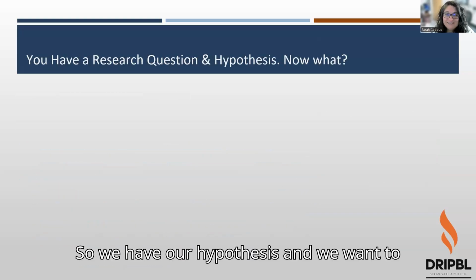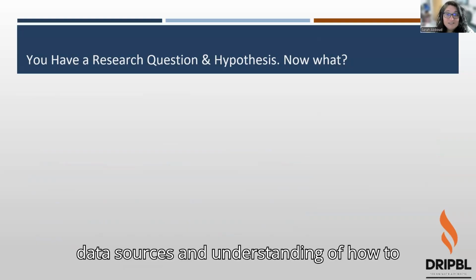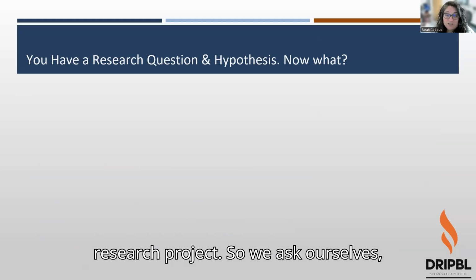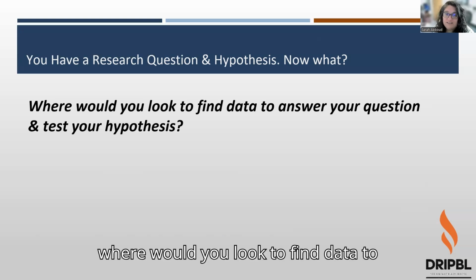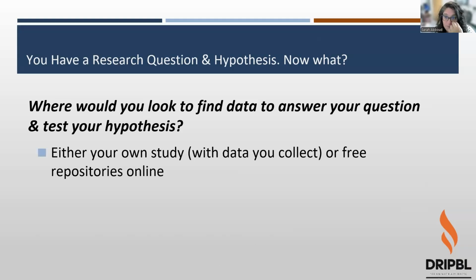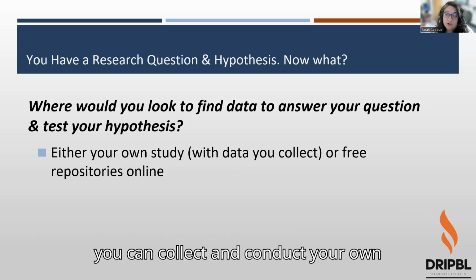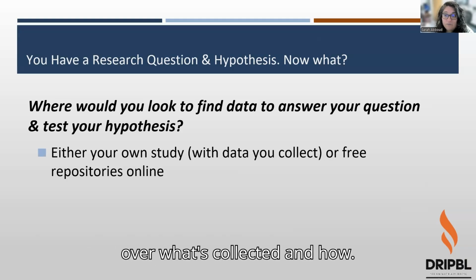So we have our hypothesis, and we want to make sure that we have the correct data sources and understanding of how to handle our critical steps in this research project. So we ask ourselves, where would you look to find data to answer your question and test your hypothesis? First places that people typically look are in these two broad avenues. So first, you can collect and conduct your own study and collect original novel data. And this gives you the maximum control over what's collected and how.